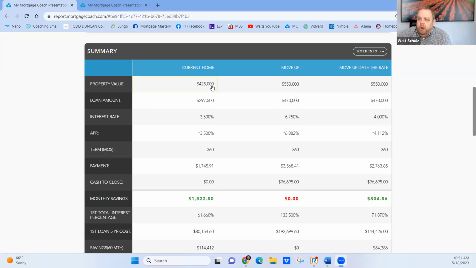So if we had a current home, purchase price was $425,000, loan amount over a several year period is going to be roughly $297.5, at a 3.5% rate. Payment $1,745 a month. When you have that, if you wanted to move up, sell your house, and this would be again move up, instead of that 425, you move up to 550, roughly a 6.75% rate. At that point, your payment's going to be roughly $3,568 a month.